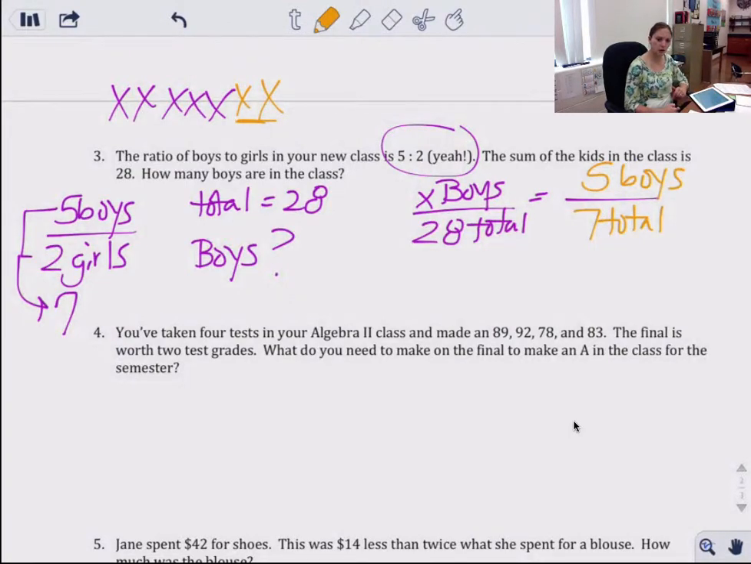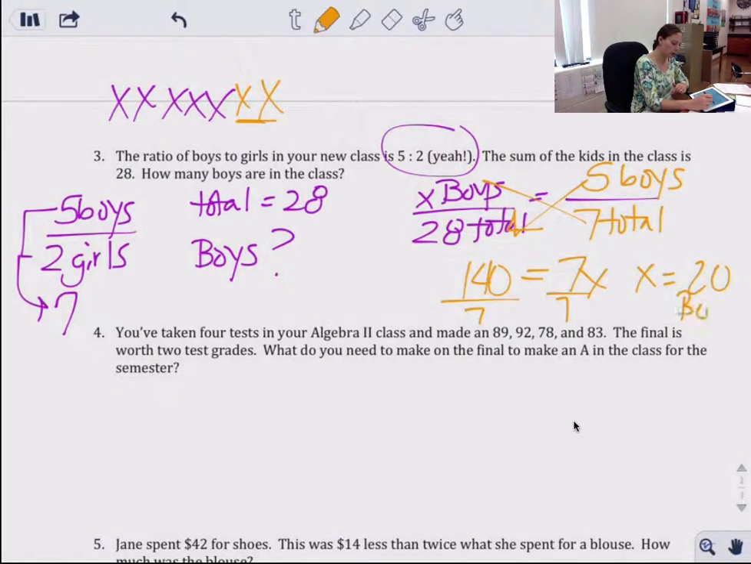Cross multiply and divide, a little bit of algebra. Basically, this section is algebra. I won't get too crazy with you on algebra, right? But you should know how to do a ratio. So 28 times 5, which is 140. 7 times x, 7x. Solve for x, divide by 7. x is 20. You have 20 boys in that group.